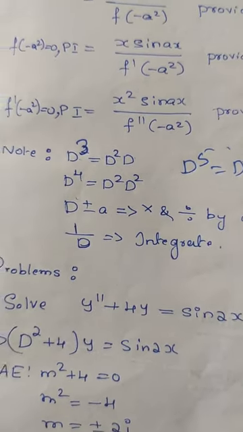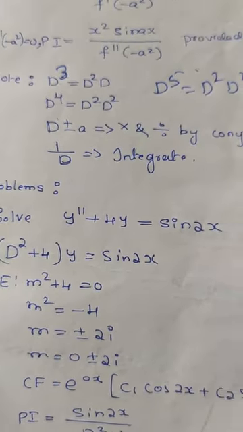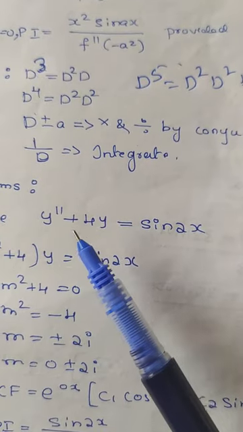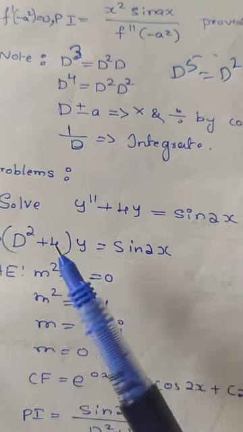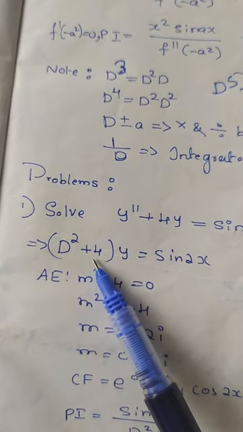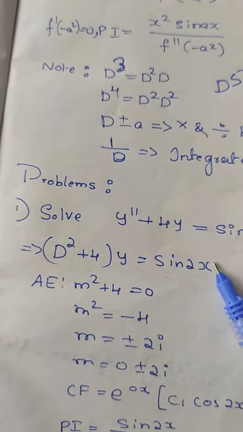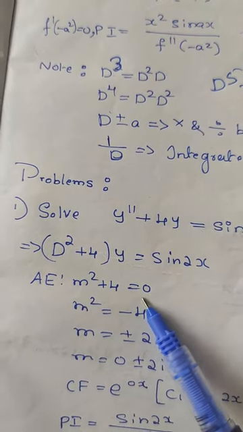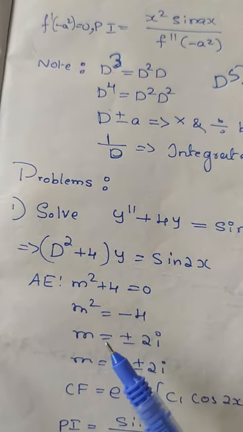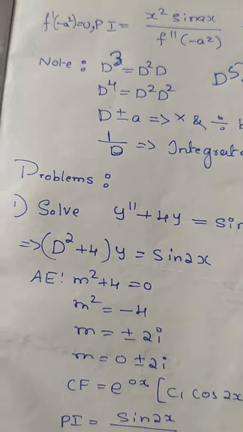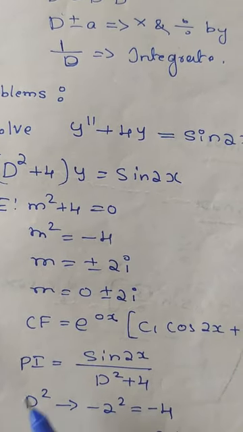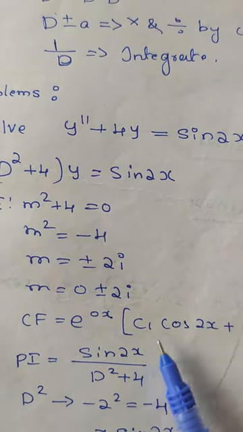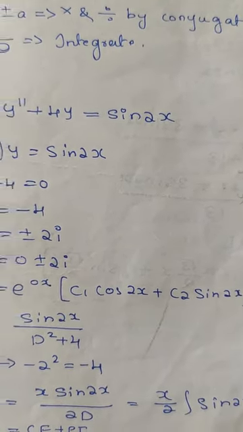Okay. Now we'll come to the problems. Solve y double dash plus 4y is equal to sin 2x. This can be done like this. D square plus 4 into y is equal to sin 2x. Write the auxiliary equation, find the roots. Roots are plus or minus 2i. M is equal to 0 plus or minus 2i. Then CF is e power 0x into C1 cos 2x plus C2 sin 2x.